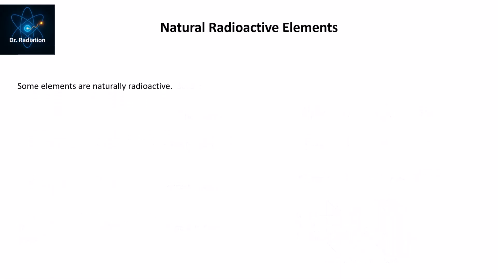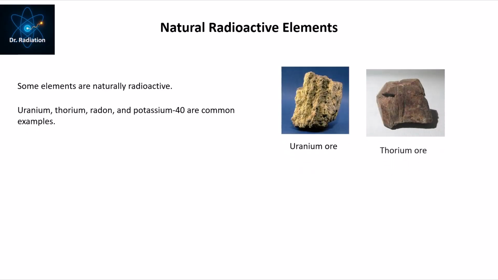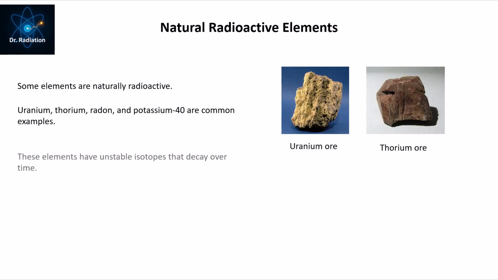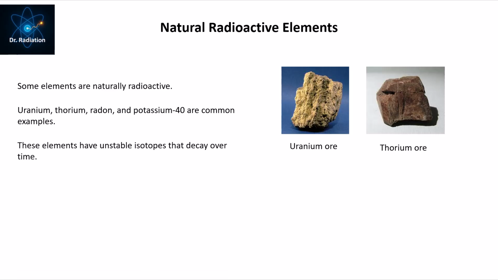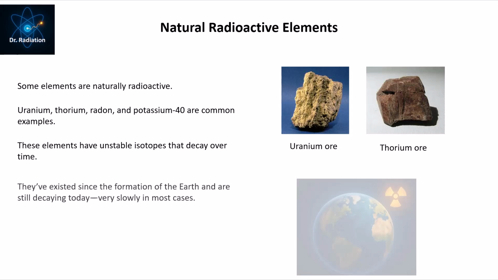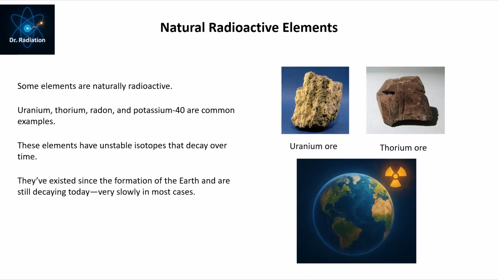Some elements are naturally radioactive. Uranium, thorium, radon, and potassium-40 are common examples. These elements have unstable isotopes that decay over time. They've existed since the formation of the Earth and are still decaying today, very slowly in most cases.